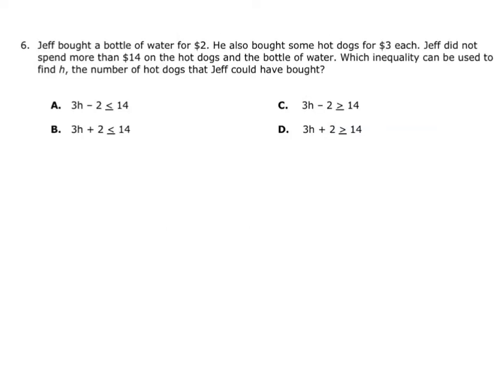Number 6 says Jeff bought a bottle of water for $2. So that is a one-time purchase, just one bottle for $2. He also bought some hot dogs, some means more than one, for $3 each. So that's our multiple time. Jeff did not want to spend more than $14 on hot dogs and the bottle of water. Which inequality can be used to find H, the number of hot dogs that Jeff could have bought? So we still have our equation.